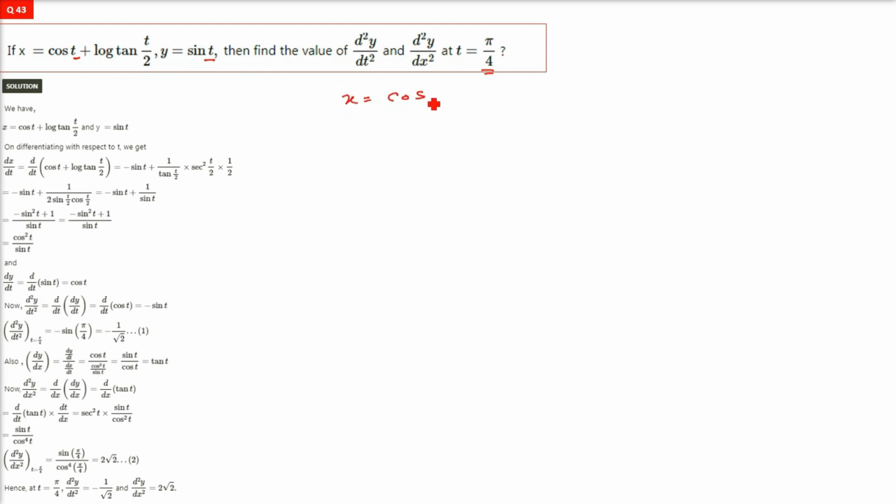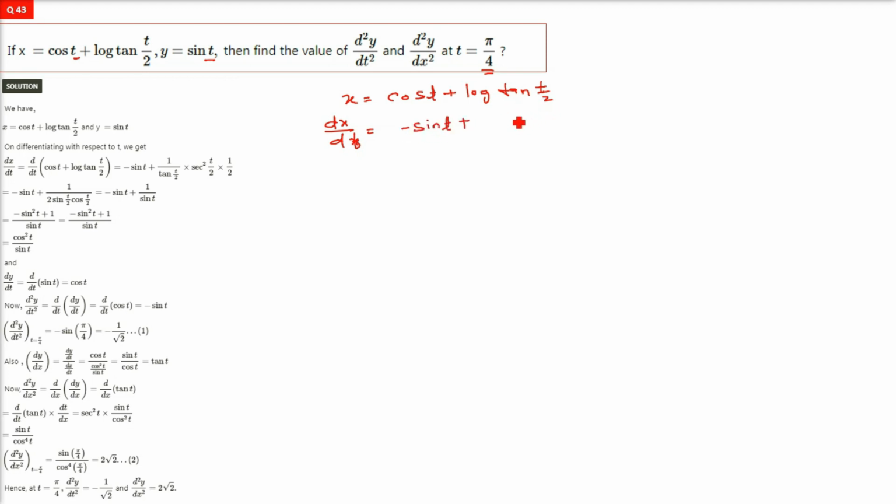So let us start. For those who want to understand, x equals cos t plus log tan t by 2. And dx by dt we are going to find out first. dx by dt, then dy by dt, then dy by dx. This is how we proceed. So dx by dt: the derivative of cos t is minus sin t.